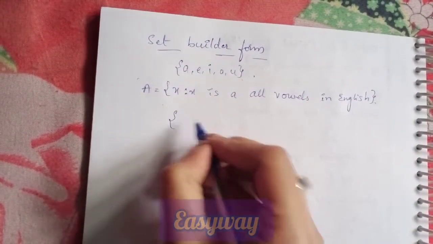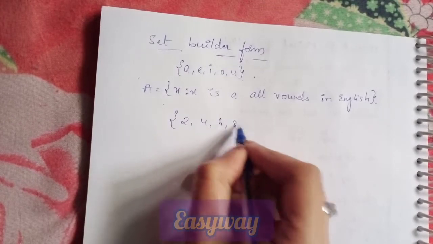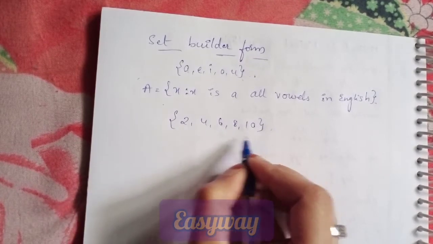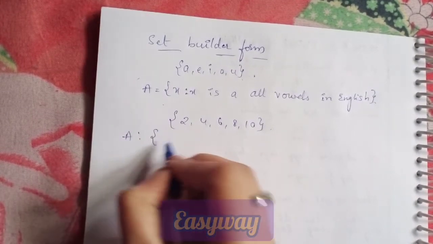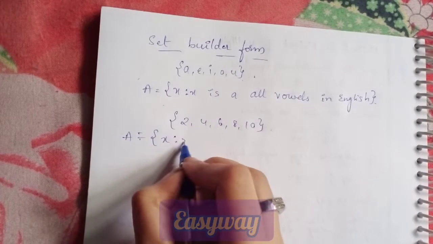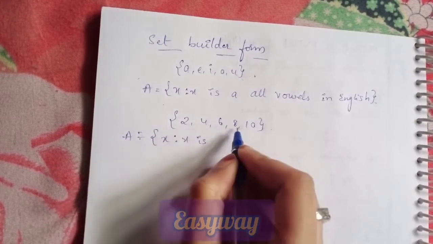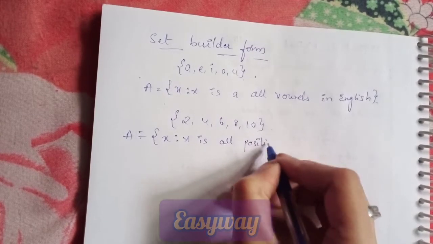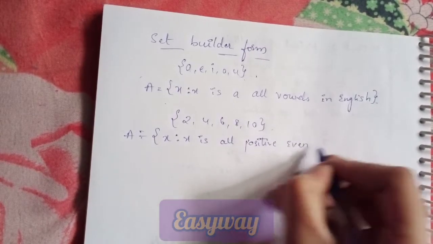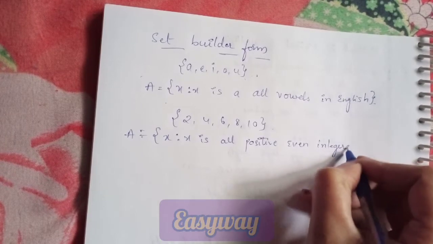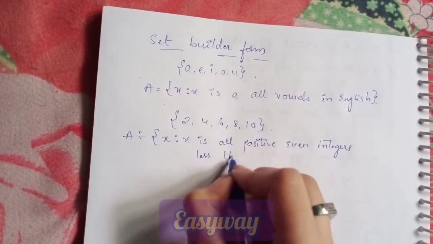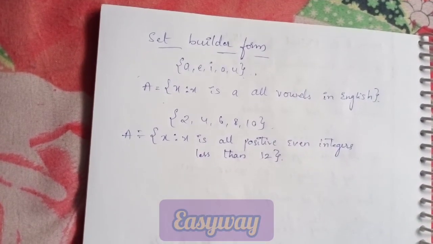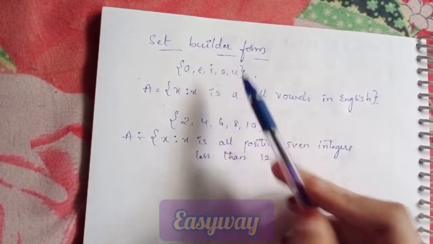Another example: 2, 4, 6, 8, 10. How can we write this? We can write it as x equals {x : x is a positive even integer less than 12}. These are the examples for set builder form.